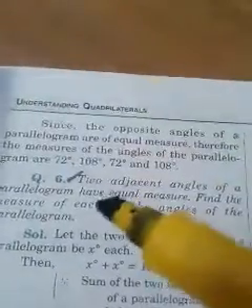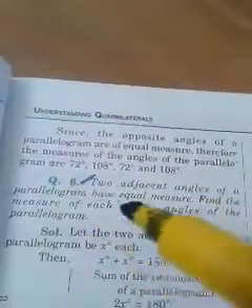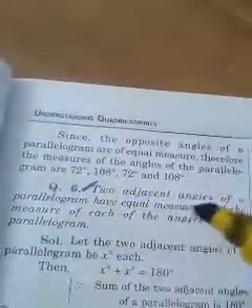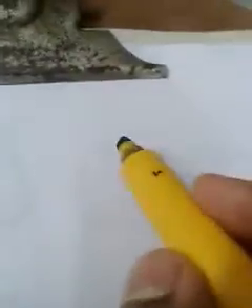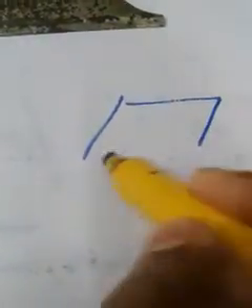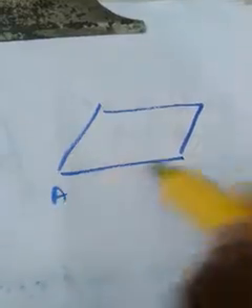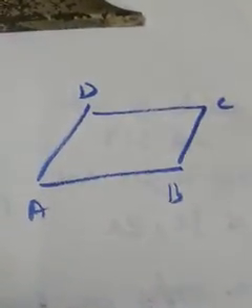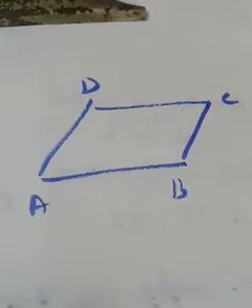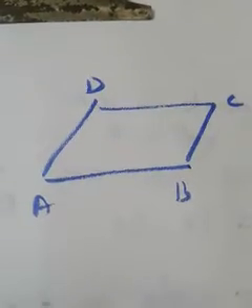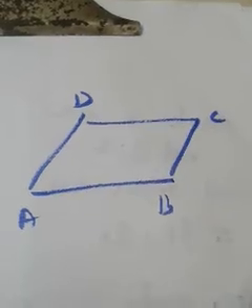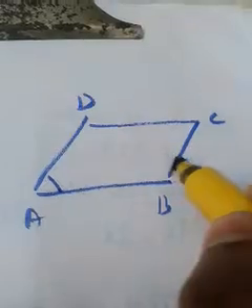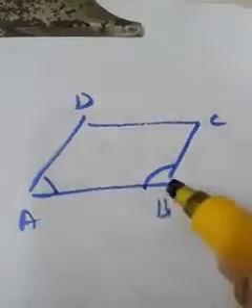Question number 6. Read question number 6. Two adjacent angles of a parallelogram have equal measures. That means the question says that in a parallelogram, let it be some ABCD, two adjacent angles are equal. Two adjacent angles having equal measure means two adjacent angles are equal. So if you select these two angles as adjacent angles, their measurement is equal.